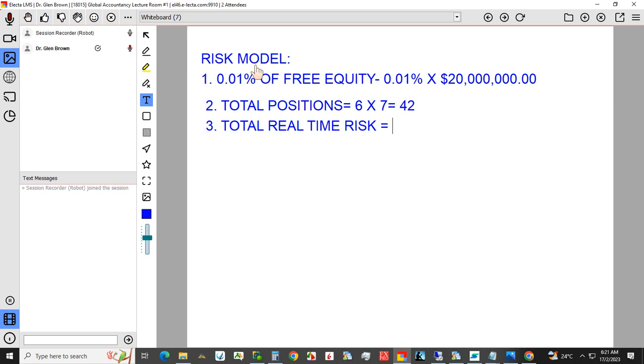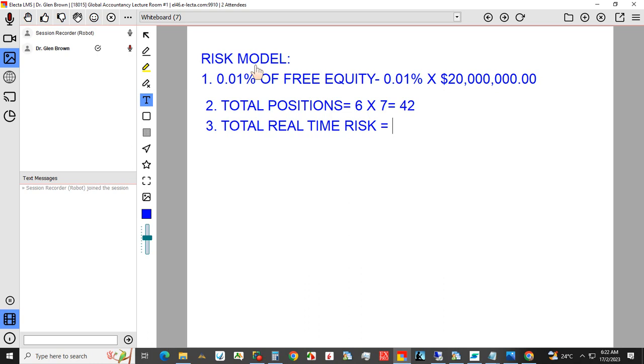However, we could also have a situation where a bucket of trades is executed one time and those trades move against us. So instead of one trade moving against us on a particular pair, we could have 4 trades moving against us on a particular pair. Hence, we would not want to have a 2% risk or 2% real-time risk. We want to have less than that.